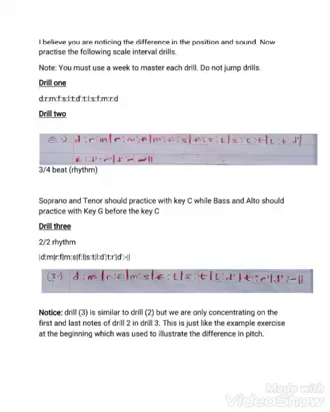I'm not using a particular key now to do this. But if you want to start and become good at it, you should use a particular key. I gave a particular standard. Soprano and tenor should practice with key C, while bass and alto should practice with key G, which is a G below that particular key C. So it is good to practice with a particular key.